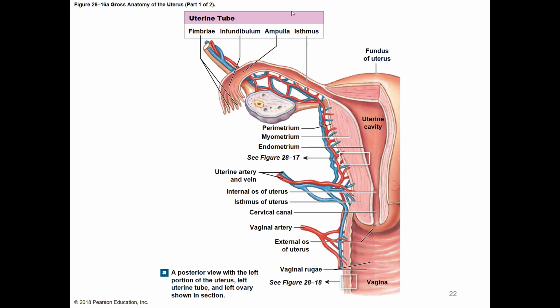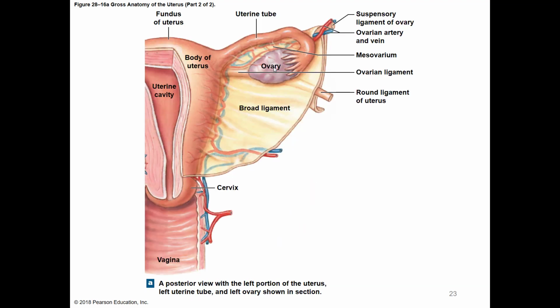We also have a review here, which is nice, of the uterine tube regions. So if those are starting to get a little rusty, you can look at those here as well. And over here is a great review of the ligaments, mesovarium, and the broad ligament that we talked about as well. So that's a really good summary picture.